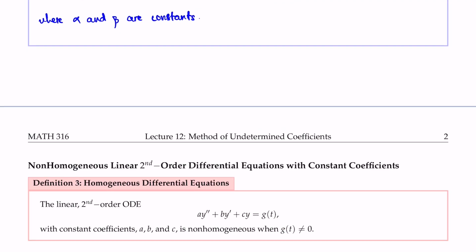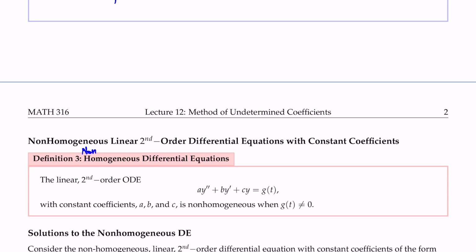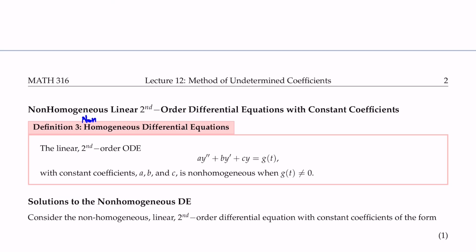Now let's move on to some other definitions. The first definition is the non-homogeneous differential equation. So this is the non-homogeneous differential equation. The setup is this: the linear second-order differential equation of the form a times y double prime plus b times y prime plus cy equal to g of t. In this case, a, b, and c are constant, and g of t is different from 0. Therefore, this equation is called a non-homogeneous equation.